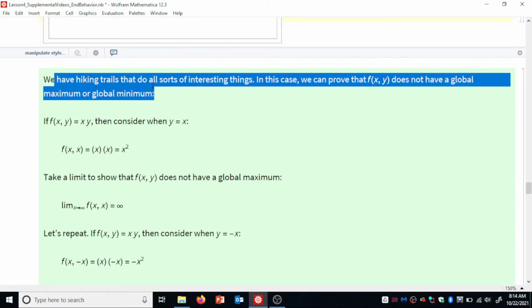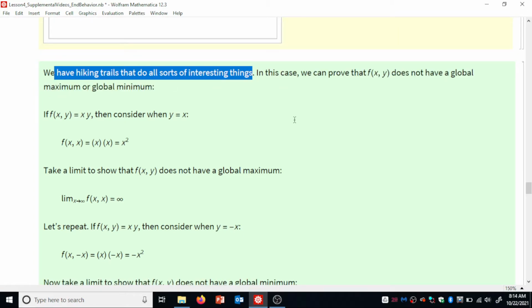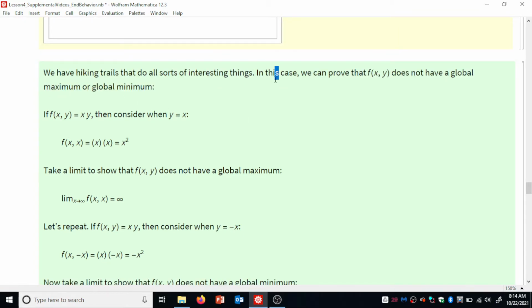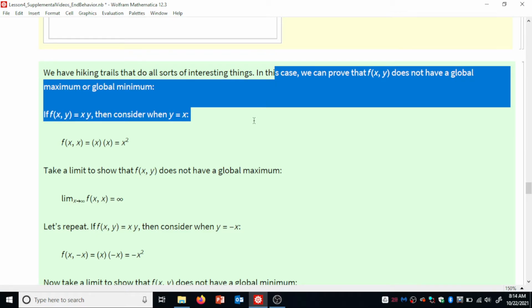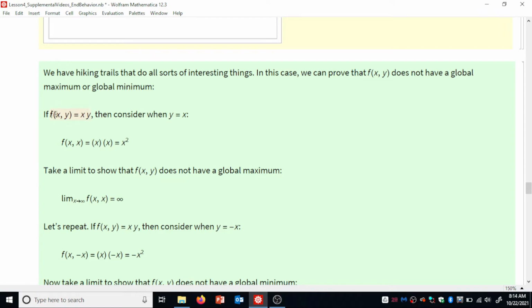Basically, we have hiking trails that do all sorts of interesting things. A single hiking trail doesn't prove that you do have a max or a min. It's just good for showing that we don't have a max or a min. Watch. I'm going to take the same function.